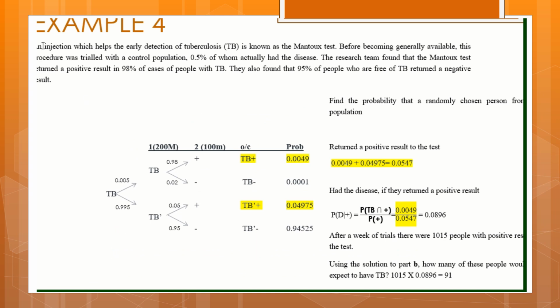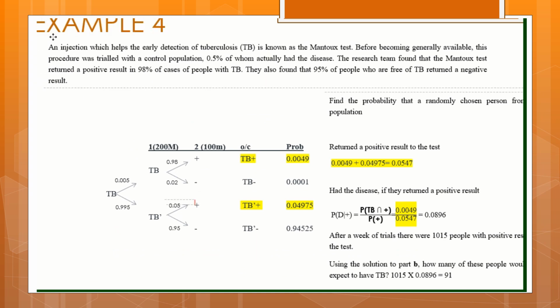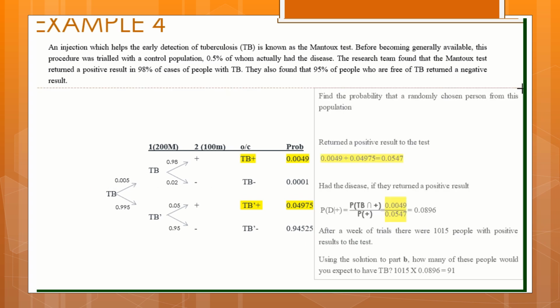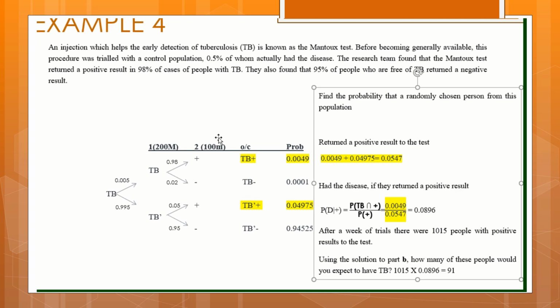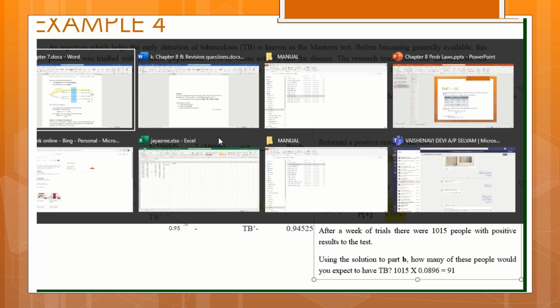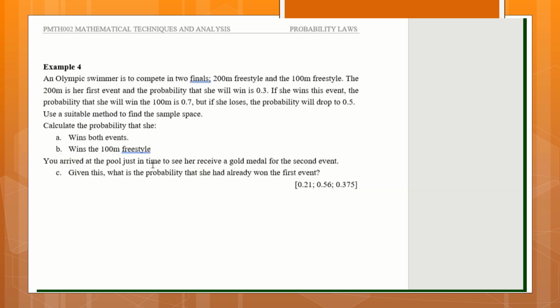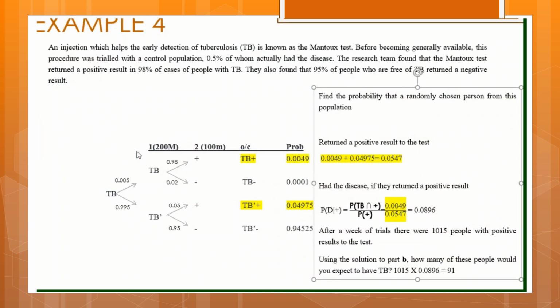Next question. Okay, let's bring this here so you'll be able to see what's going on. So the next example, which is example 4 in your manual, it would be here, all right? An injection which helps the early detection of TB is known as a Mantoux test. So now, wherever there are no numbers, wherever you don't understand, not your problem, don't stress yourself. Before being generally available, this procedure was trialed on a controlled population. Wherever there's a probability, you usually have to use it. So let's highlight it.